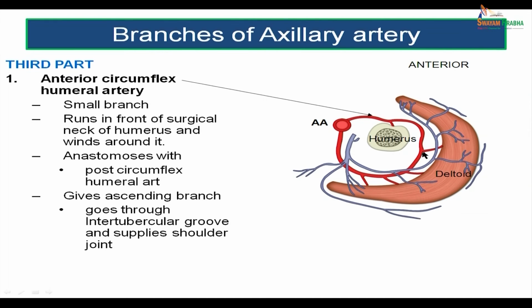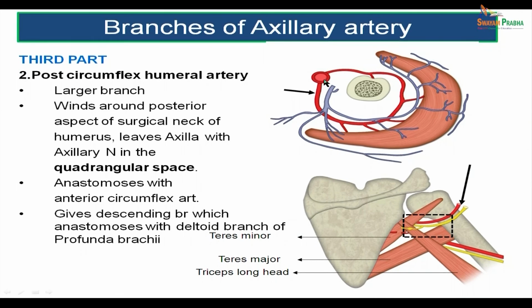It anastomoses with the branch coming from behind, called the posterior circumflex humeral artery, and it gives a branch called the ascending branch, which ascends through the intertubercular groove and supplies the shoulder joint. The second branch, the posterior circumflex humeral artery, is a larger branch.